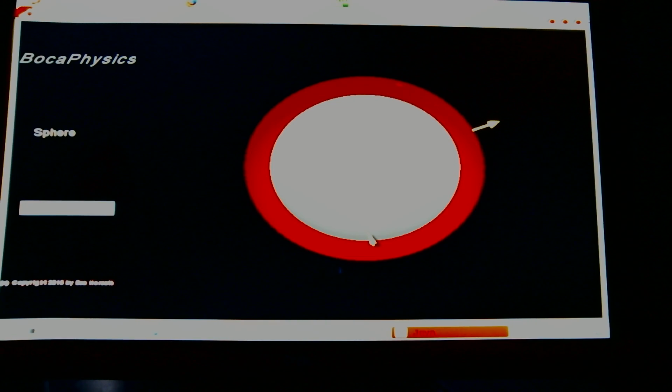The next simulation is that of a sphere. The red denotes the Gaussian surface, and the yellow arrow is the normal. So in any direction, the normal to the surface will always be in the radial direction. Gauss's law can be applied to systems where the charge density is only a function of the radius, as well as being applied to conductors.